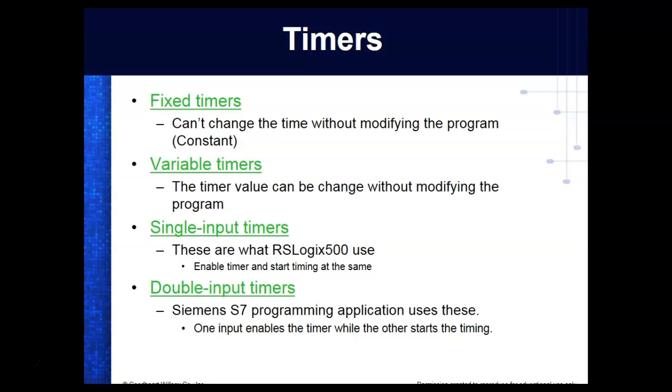A variable timer is one where the timer values can be changed without modifying the program. A single input timer is what we have right here. These are what RSLogix 500 uses, so we enable the timer and start the timer with the same input. Siemens likes to use a double input timer, so we have a start input and an enable input. On a two input timer, if it's not enabled, it won't time. Ours uses a single input, so that's what we'll look at to start off.